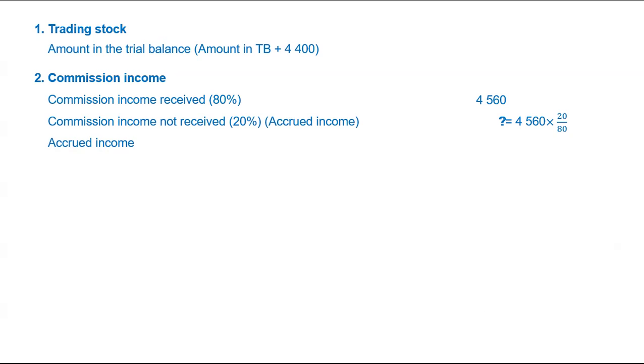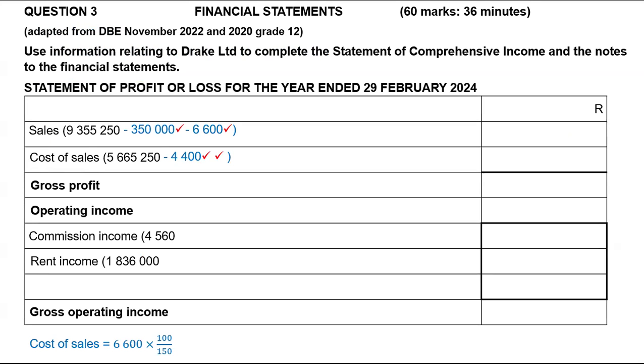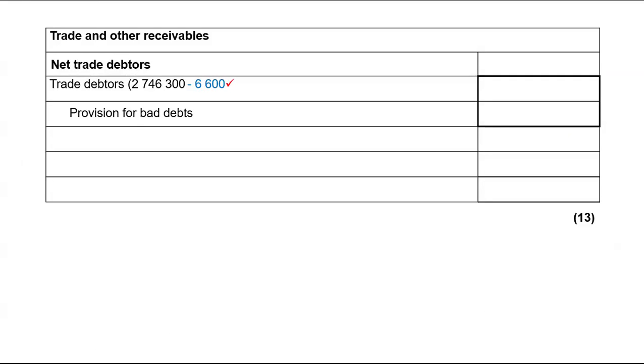That is why you're going to go to the statement of profit or loss. And when you get to your commission income, you will add the 20% that is missing, which is 1,140, to your commission income. And that will give you a total commission income of 5,700. At the same time, note that you credited commission income, you debit accrued income, which is your asset. Accrued income is recorded in trade and other receivables as such, and that will be 1,140. That was adjustment B.